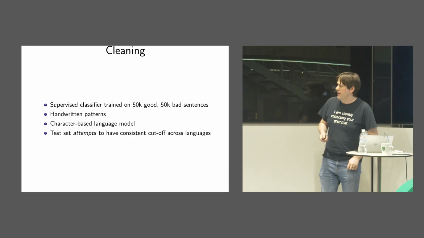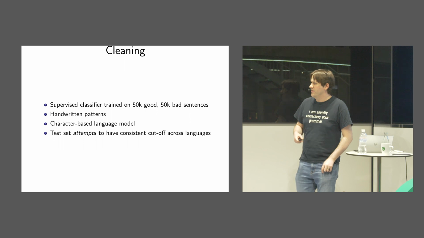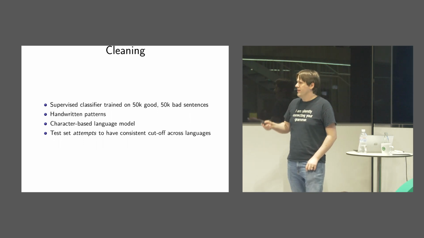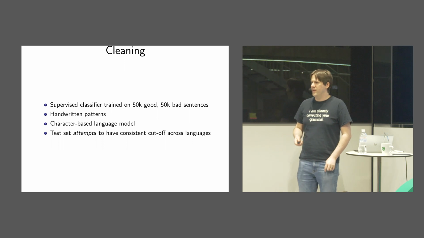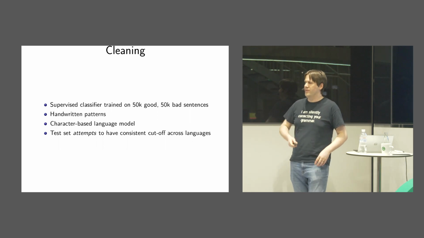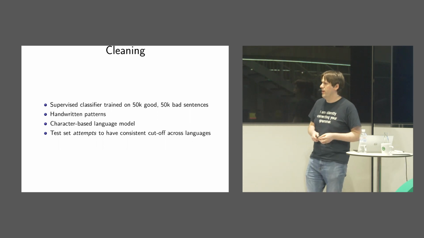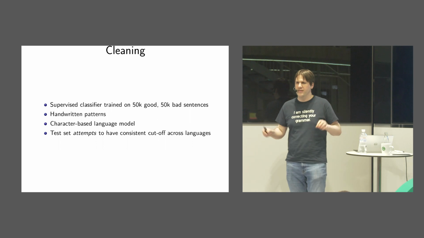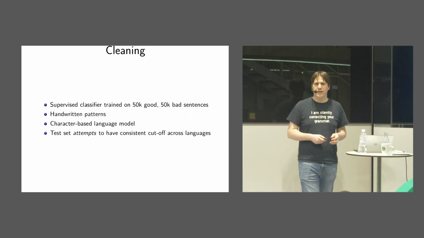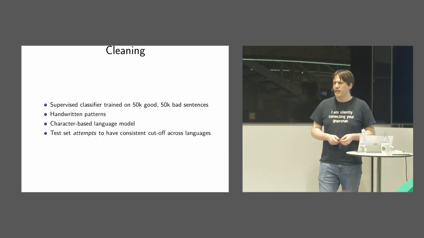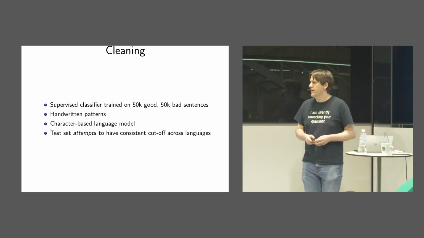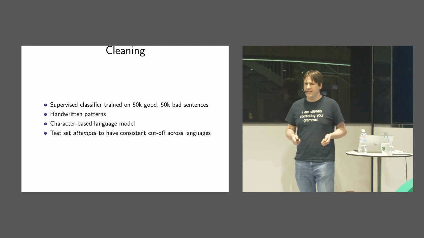So we try and clean it. There's a classifier. It's some scikit-learn-based stuff. I wouldn't describe it as the most exciting neural network model of all time, but it's trained on 50,000 good parallel sentences where we use some clean data that already exists and bureaucrats or other people have cleaned for us. Then we throw in bad sentences.